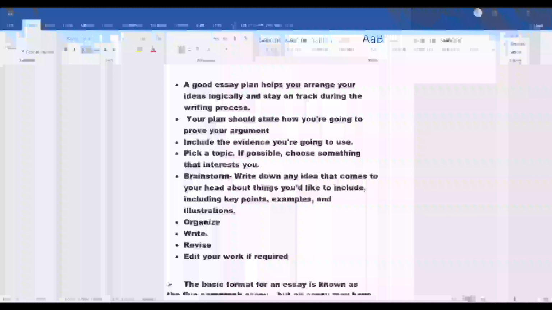The last two, the second last and the last, are the most important. Why? You need to revise and you need to edit your work if required. You need to revise the essay that you've written. Why is it important? Because before presenting it to the audience, before presenting it to the public, you need to understand what you're writing and you need to know what you're presenting. So revising and editing the work if required is the most important step, you can say, that we've learned and studied in this essay plan.